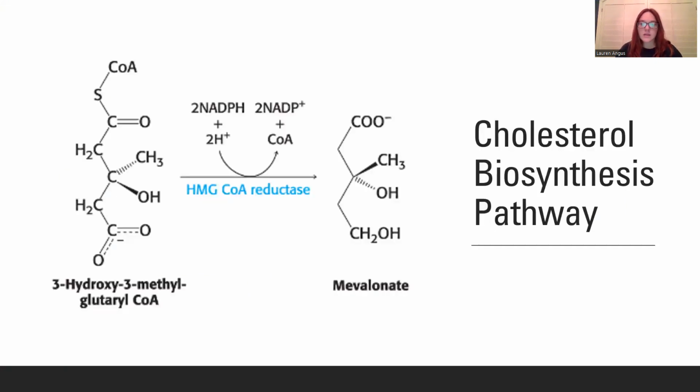All right, kind of going into the cholesterol biosynthesis pathway here, we have our 3-hydroxy-3-methylglutaryl-CoA, and that will turn into mevalonate through HMG-CoA reductase. That is the first step within the cholesterol biosynthesis pathway.